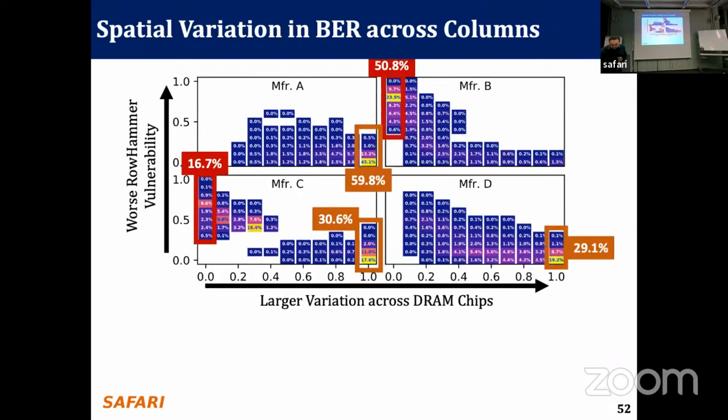So when we look at this analysis across different manufacturers, not all of them show the same behavior. For example, in manufacturer A and D, we see more variation across different chips. And for manufacturer B, we mostly see the vulnerable columns being vulnerable across all chips. So yeah, that's very interesting, I think.